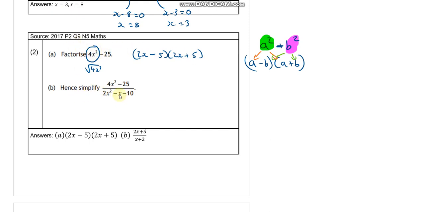The next one says simplify. Now here's a wee trick. If we want to simplify, something is going to have to cancel out. So one of these brackets is going to appear on the bottom, otherwise we can't simplify. So if you're a wee bit stuck, you can think to yourself, well, one of these brackets is part of the answer, but it's one of these brackets times something.